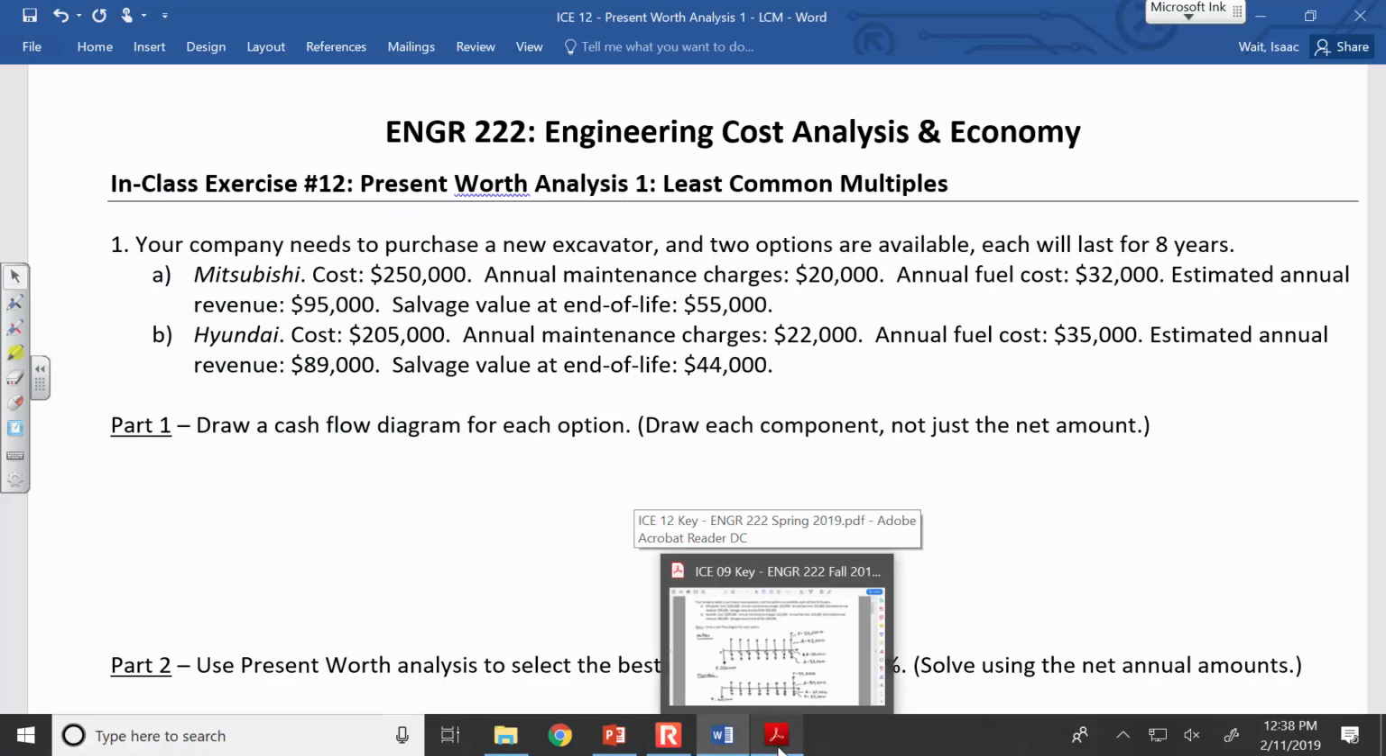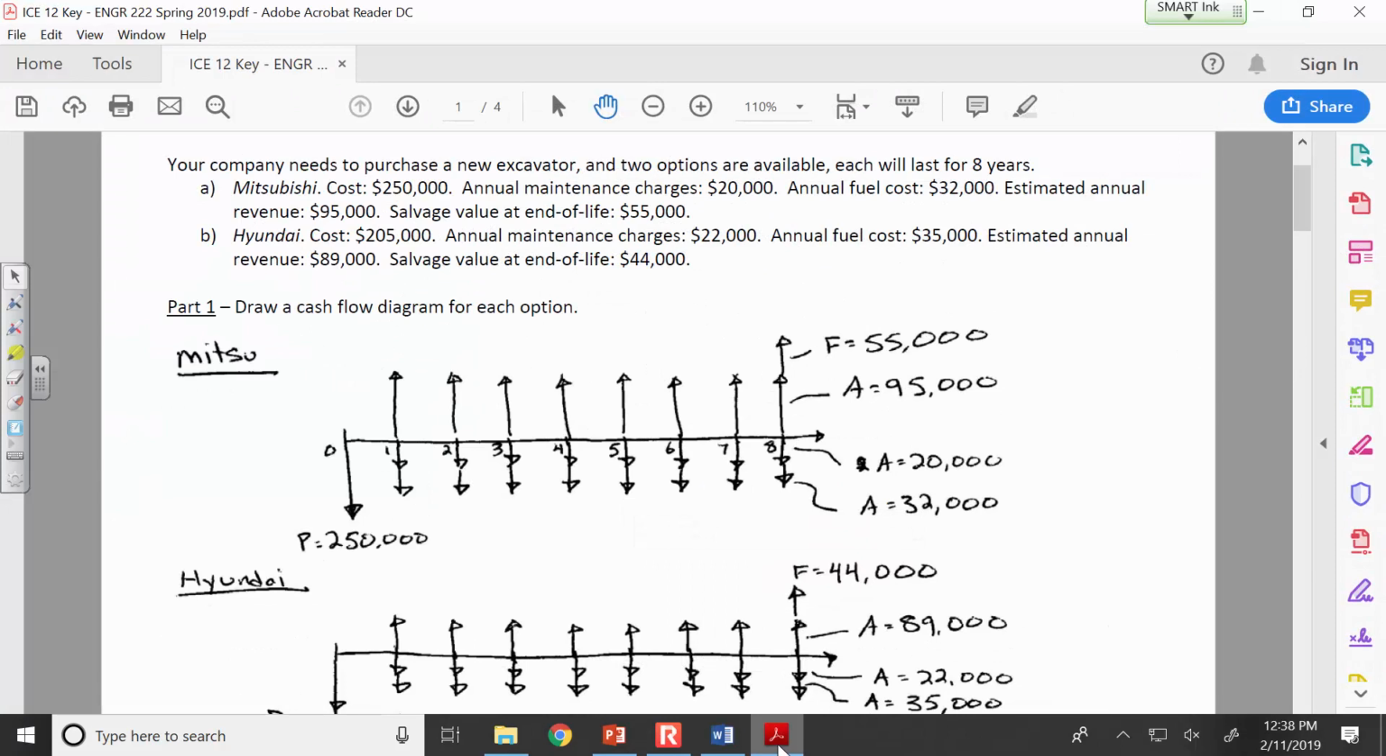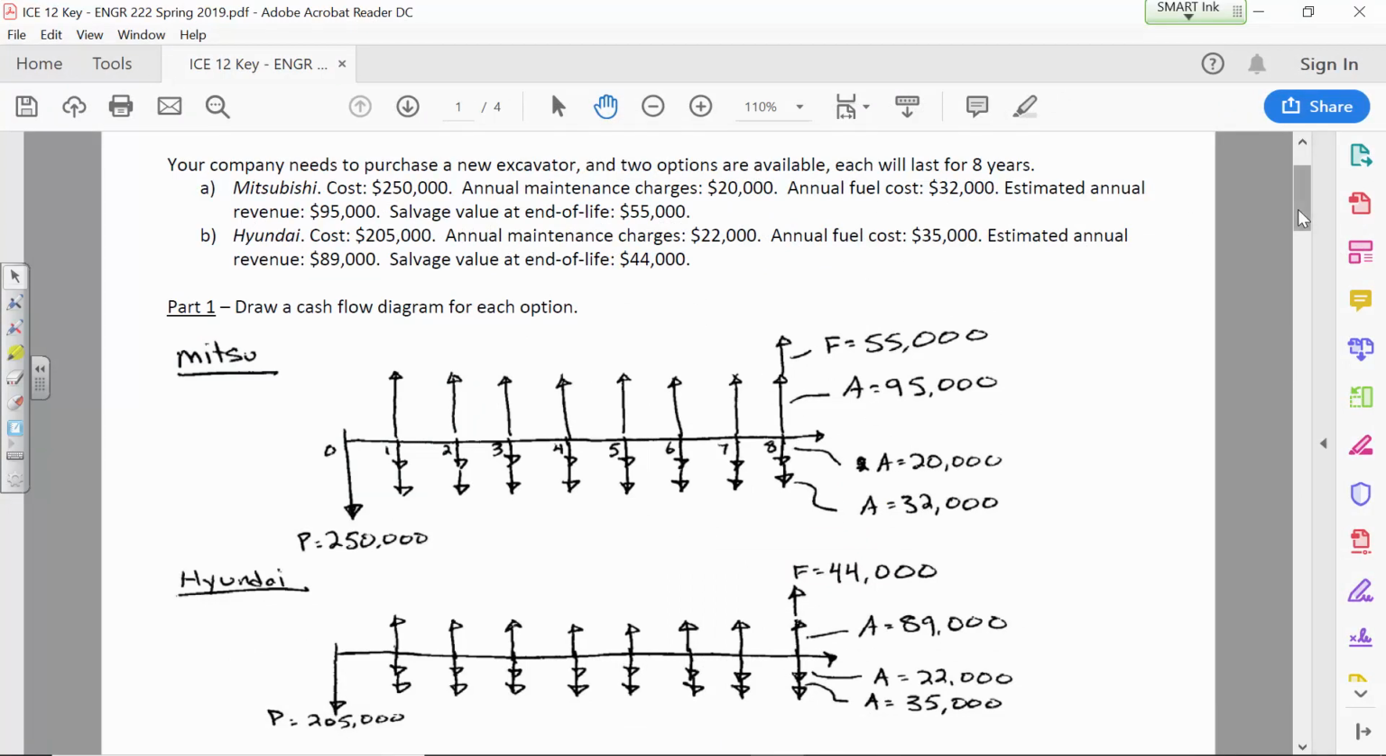I think most of you have better looking cash flow diagrams than me on this one. Here's what the cash flow diagram should look like. So we have an 8-year horizon for each of these alternatives. It makes the analysis a little easier on this problem. We don't have to do anything special. So for each year there's a revenue, maintenance charges, and fuel costs. So show them all. And then in the last year there's just a single salvage value in the future.